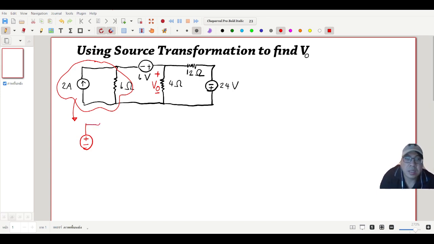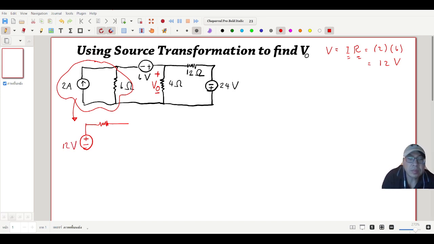And then the 6 ohm resistor will be in series with the voltage source here, and we use V equal IR. What is the value of I? Current is 2 ampere, and the value of the resistor is 6 ohm, so we have 2 multiplied by 6, and the first is 12 volt here, and then 6 ohm in series here. On the left hand side, we have finished the source transformation.